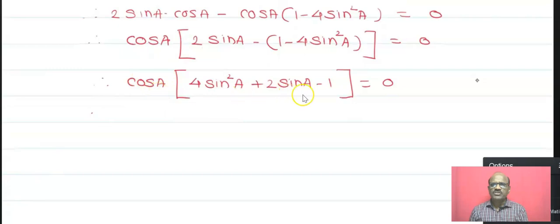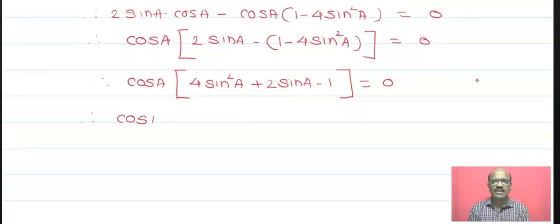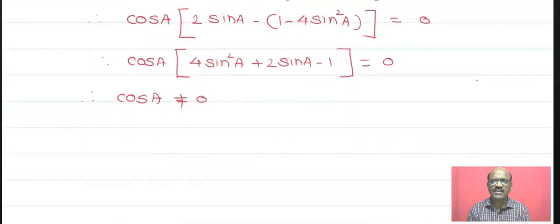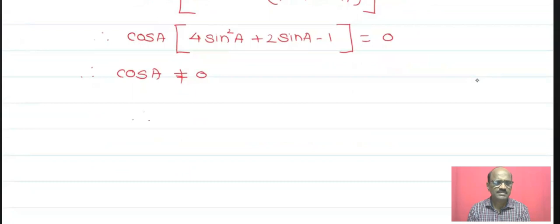The product of these two terms is equal to 0, and the value of A is 18, and cos of 18 is not equal to 0. Then what will be 0? That is 4 sine square A plus 2 sine A minus 1 equals 0. Now we will solve this equation by using the formula. Cos of A is not equal to 0 because the value of A is 18 there.